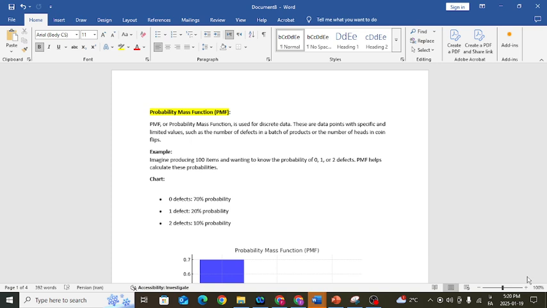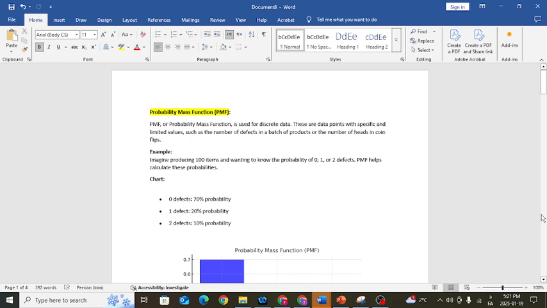As I told you in the previous session, it was about the PDF and PMF, and today I'm going to add one more, that is the CDF. PDF is the probability density function, and PMF is the probability mass function. CDF is the cumulative distribution function.